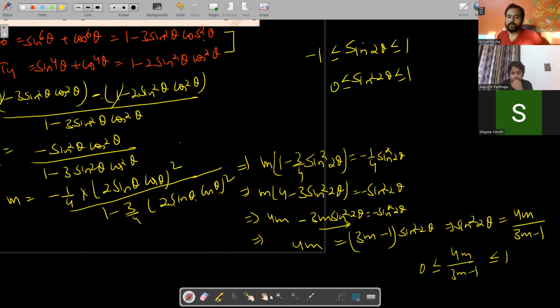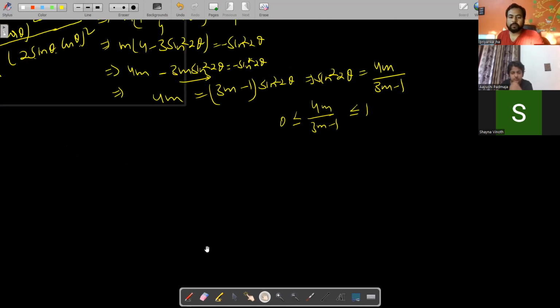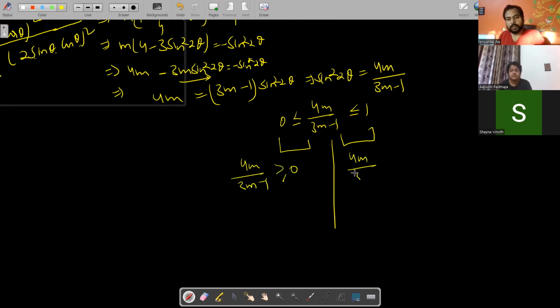Understood? Now you have to solve both the parts. First solve the left part and then the right part. So 4m upon 3m minus 1 greater than or equal to 0, and then 4m upon 3m minus 1 is less than or equal to 1. First you solve this. 4 is gone. So m upon 3m minus 1, here we'll use the wavy curve method. This is already factorized, so you have to equate all the factors to 0.